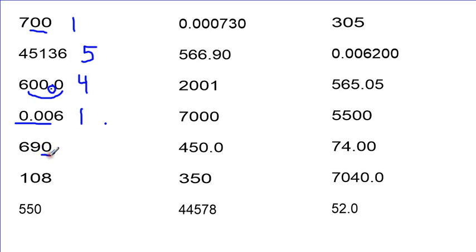690. That 0 is at the end of the number. There is no decimal point, which means the ending 0 does not count as significant. It's important, but it's not significant. So only the 6 and the 9 are significant figures. In 108, this 0 is in the middle. It's in between 2 non-zero numbers. Middle zeros are always significant, so this one has 3. 550, the 0 is at the end. There's no decimal point, so that 0 is not significant. There are only 2.